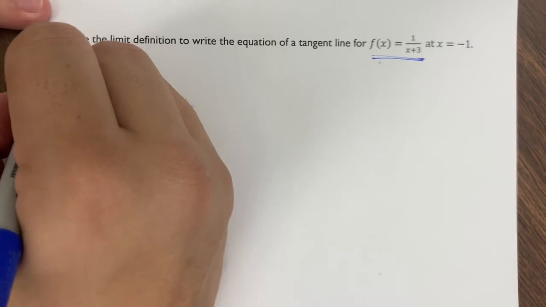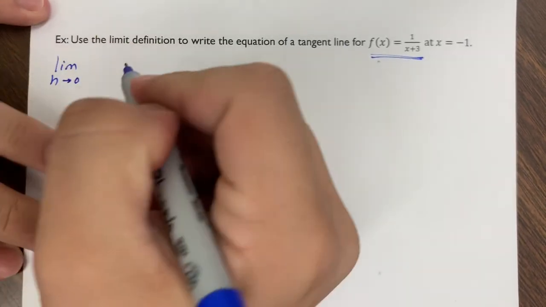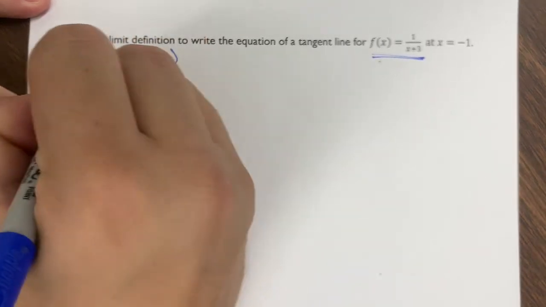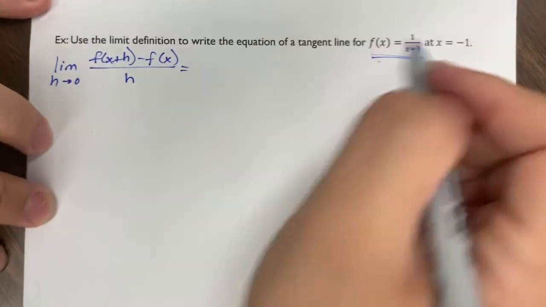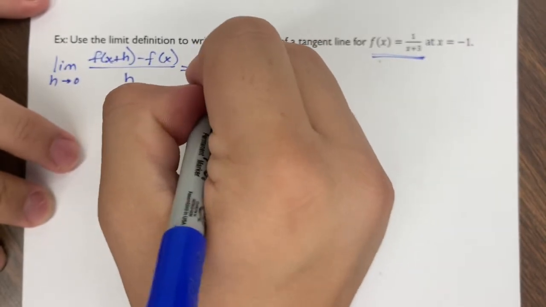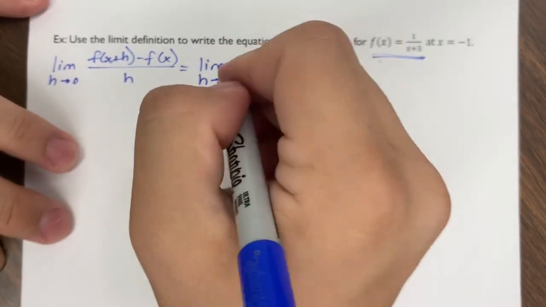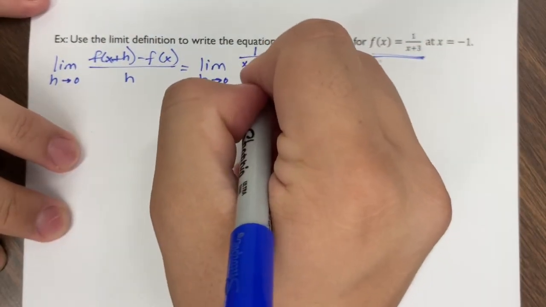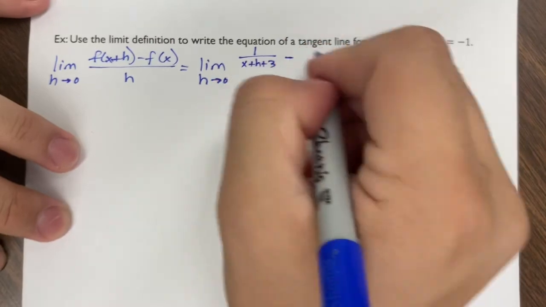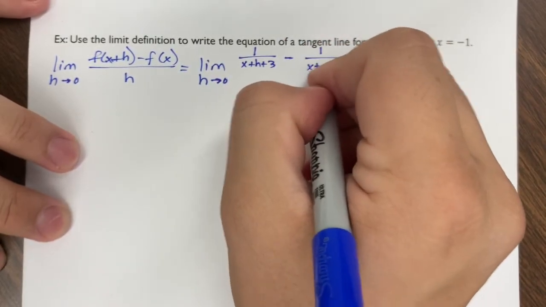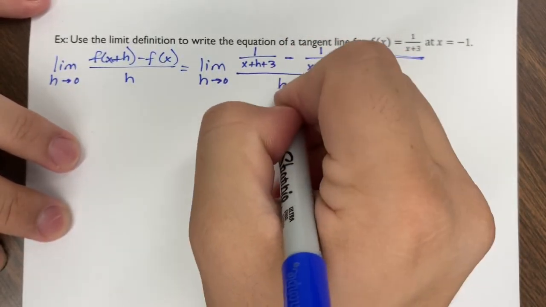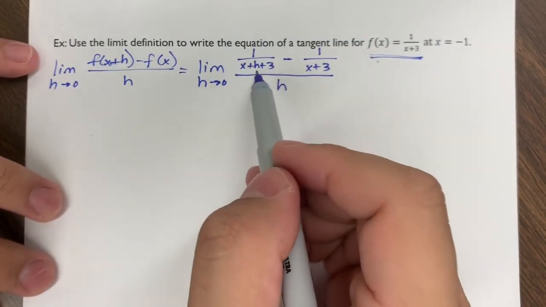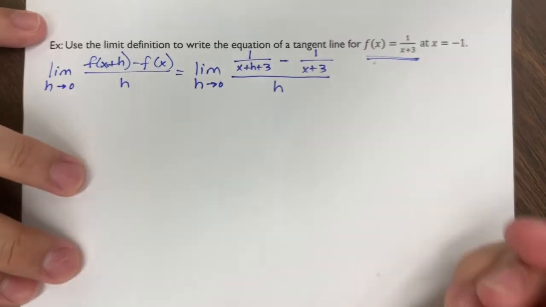So, if I do the limit as h approaches 0 of f of x plus h minus f of x over h, I'm going to plug in x plus h into all of this. I end up with the limit as h approaches 0 of 1 over x plus h plus 3, minus the original function, 1 over x plus 3, all divided by h. Now I have to determine, what is my common denominator?